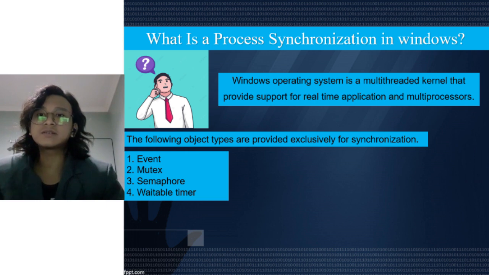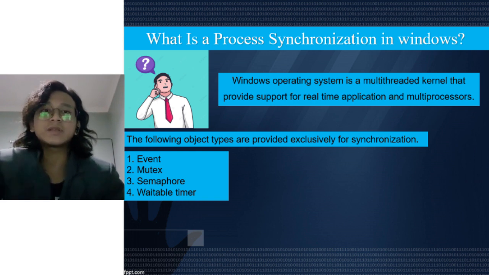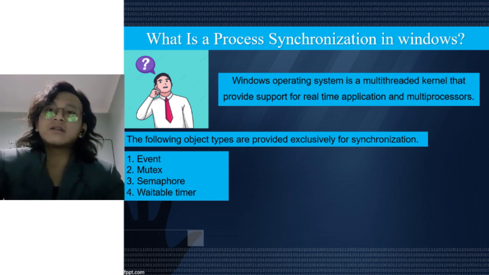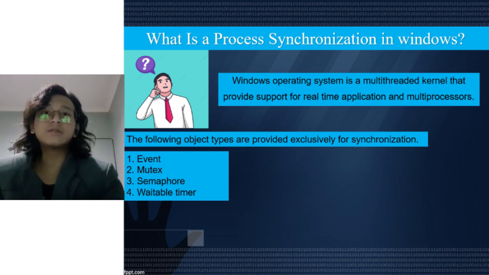An event object is a synchronization object whose state can be explicitly set to signaled by use of the SetEvent function. Following are the two types of event objects. And number 2 is mutex.